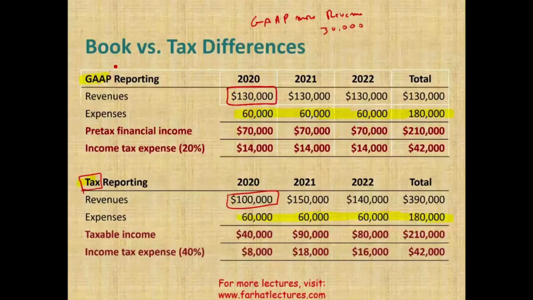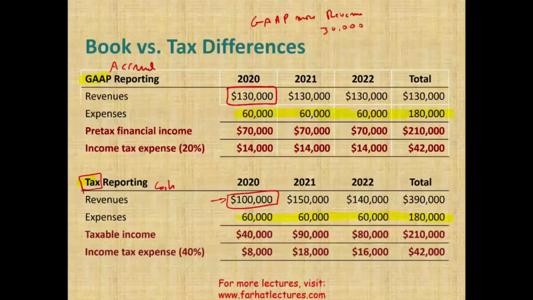Remember, for GAAP purposes, we use accrual. So we book revenue before we receive it in cash. Maybe for tax purposes, we are using the cash method. So for tax purposes, we are using the cash method. Therefore, we only report $100,000. For GAAP purposes, we are using accrual.